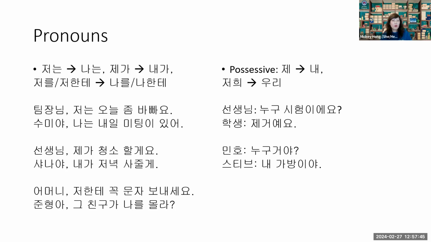Okay. You're talking to a teacher, 선생님, 제가 청소할게요. Volunteering, I'll do the cleaning. Okay. Shania, 내가 저녁 사줄게. I'll buy you dinner. The 'you' is missing, but still the same tone to assure the listener. 어머니, 저한테 꼭 문자 보내세요. You are asking politely, requesting that your mother send you a text. 준형아, 그 친구가 나를 몰라. Okay, Junhyung, that friend doesn't know me.